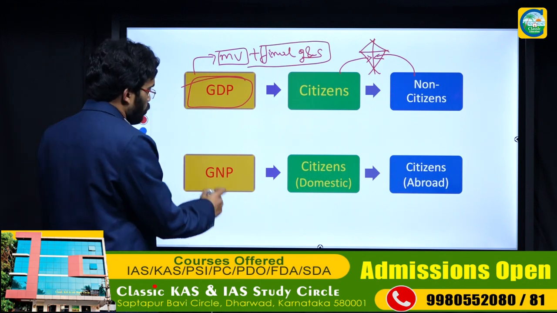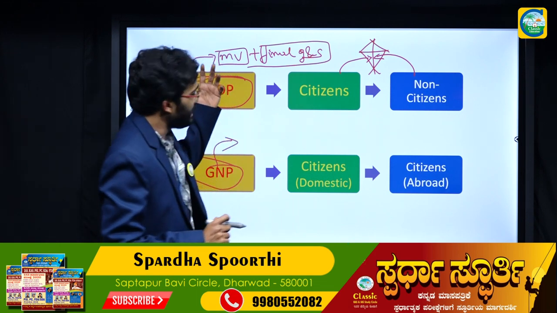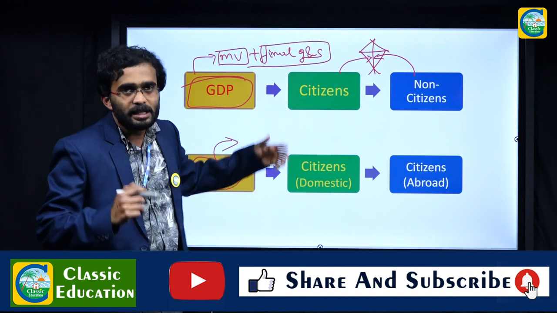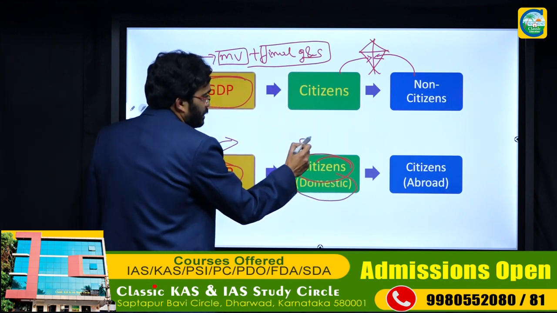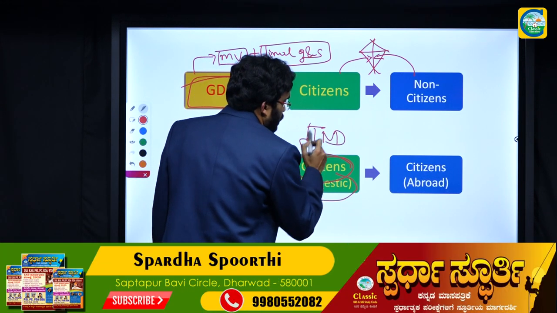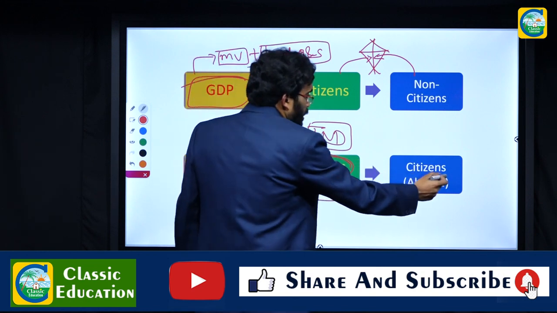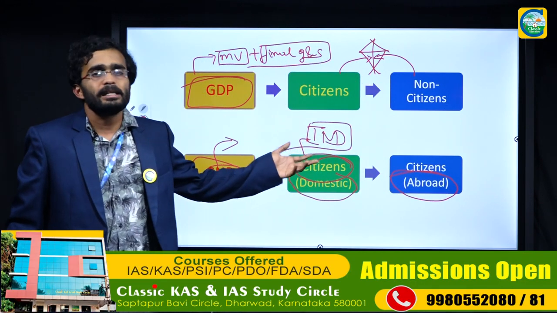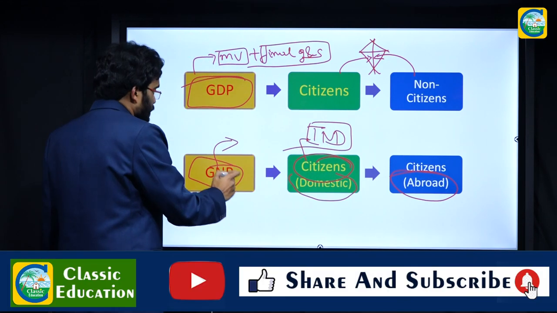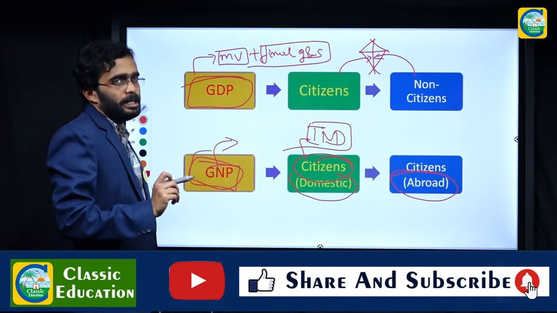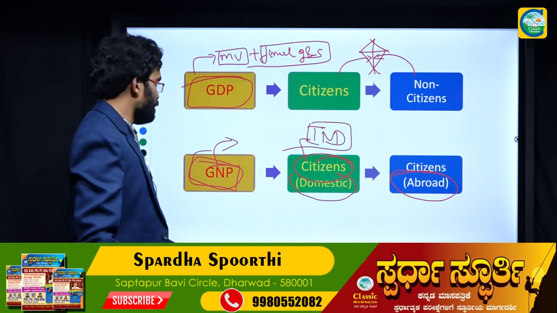Now let us understand what is GNP, that is gross national product. Gross national product is the money value of final goods and services earned by whom? Earned by citizens. Citizens residing where? Domestic citizens residing inside India, plus citizens residing abroad, in foreign countries. So if we add these incomes of citizens, both residing in India and residing abroad, we get what is known as gross national product, GNP. I hope you have understood very well the difference between GDP and GNP.